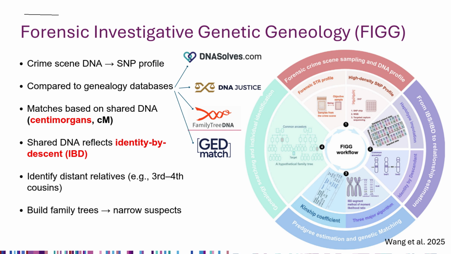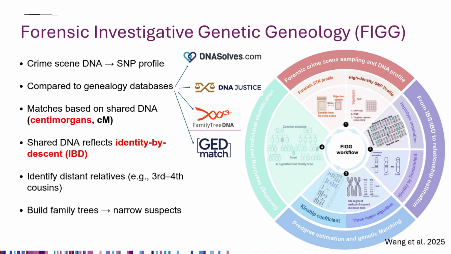These matches are based on how much DNA is shared, which is measured in something called centimorgans, or cM. These shared segments represent something called identity by descent, or IBD, meaning DNA inherited from a common ancestor. The more centimorgans two individuals share, the more closely related they are. Even when there's no close match, investigators can identify distant relatives such as third or fourth cousins.